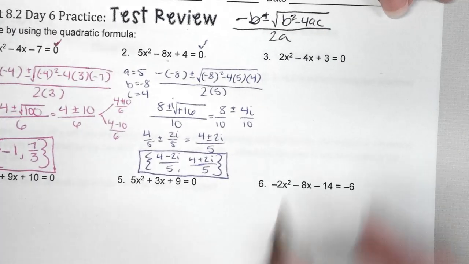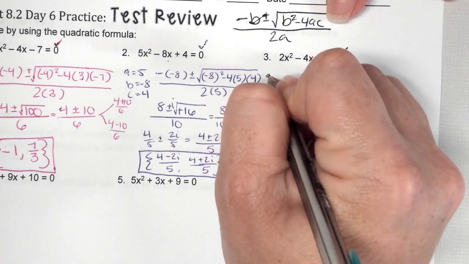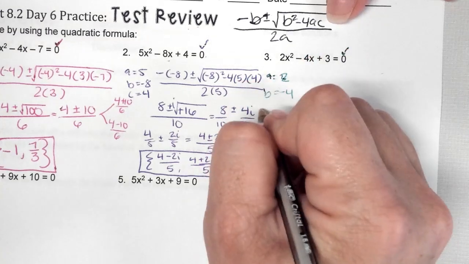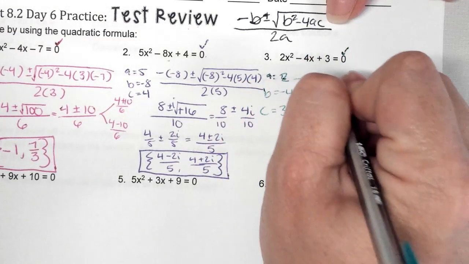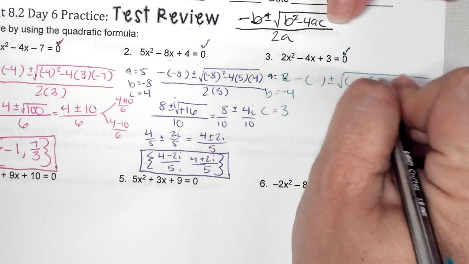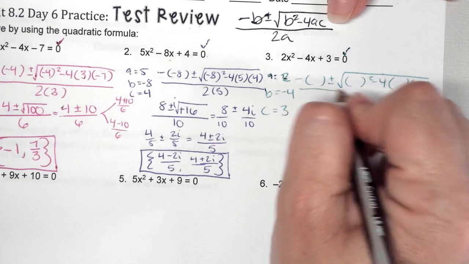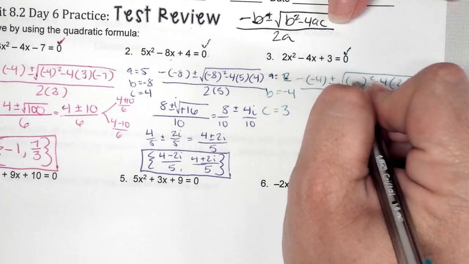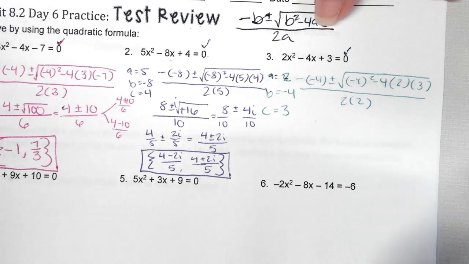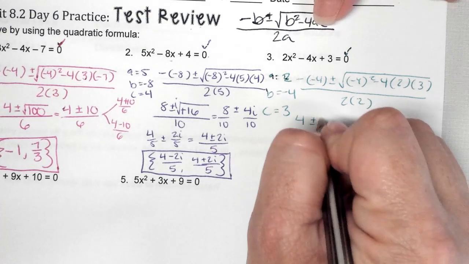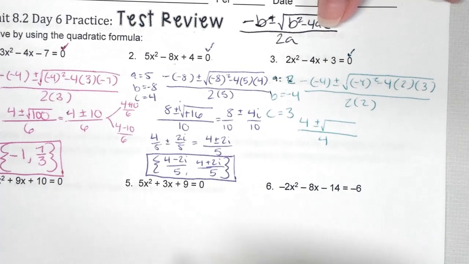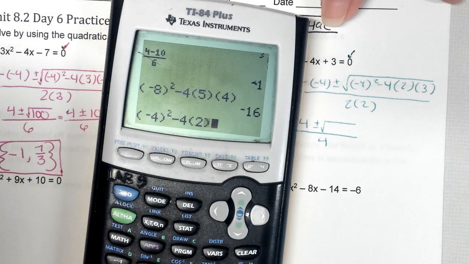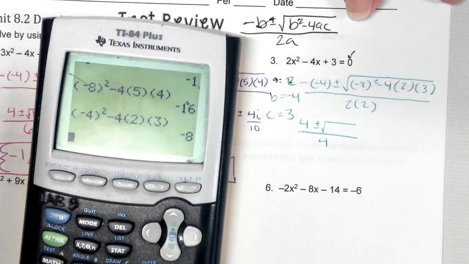Okay, so same concept of number 3. So I know a, it already equals 0, so a is 2, b is negative 4, c is 3, type my discriminant, and I get negative 8.